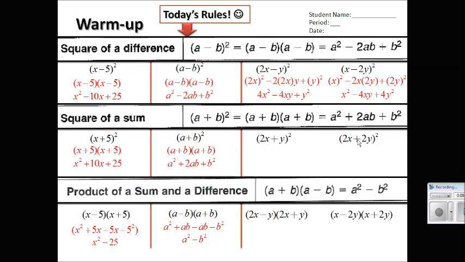Let's see if we can apply our rule to the next one. This is a sum, right? So I use my sum rule. Identify my a. My a is 2x. My b is y. So I know I'm going to have 2x squared, y squared. In the middle is 2 times 2x times y.